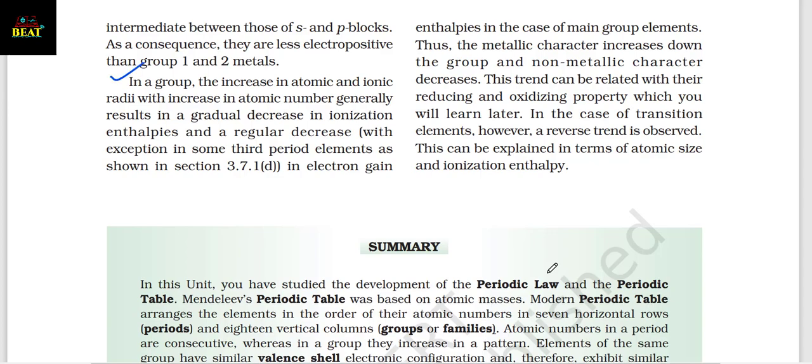In a group, the increase in atomic and ionic radii with increase in atomic number generally results in a gradual decrease in ionization enthalpies and a regular decrease, with the exception of some third period elements as shown in section 3.7.1d, in electron gain enthalpies in the case of main group elements. Thus the metallic character increases down the group and non-metallic character decreases. This trend can be related with their reducing and oxidizing property, which you will learn later. In the case of transition elements, however, a reverse trend is observed. This can be explained in terms of atomic size and ionization enthalpy.